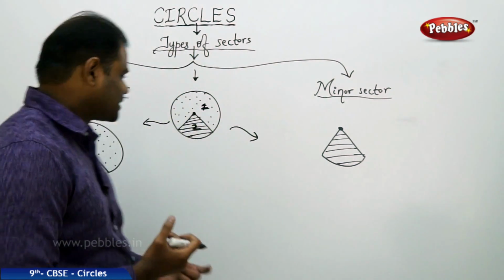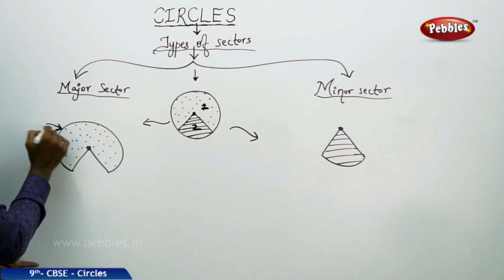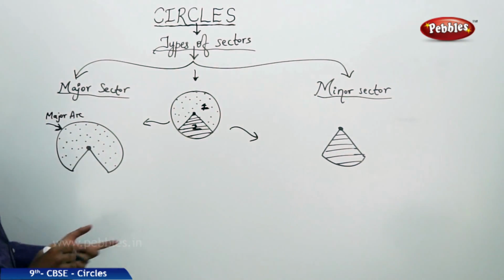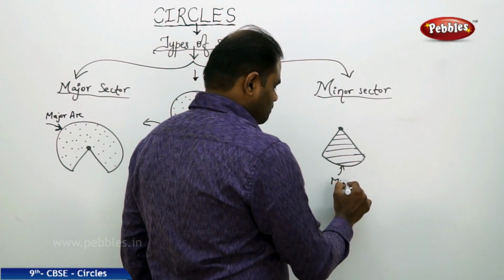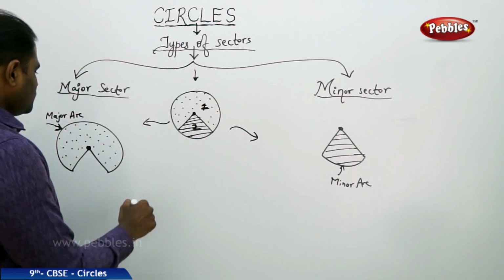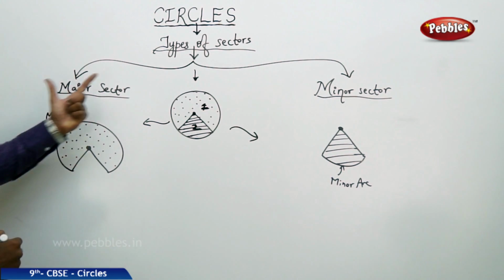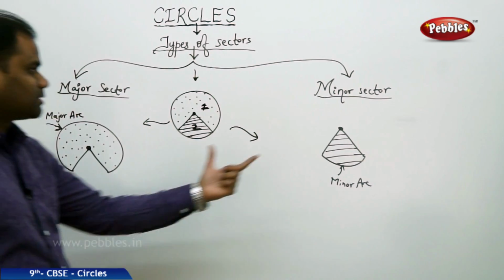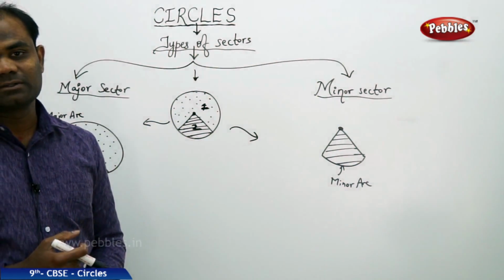Mathematically, a major sector is a sector which involves major arc. So this sector has major arc and this sector has minor arc. So therefore, a sector which has major arc involved is called major sector. A sector which has minor arc involved is called minor sector.